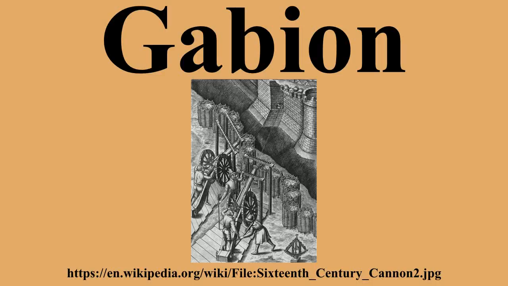A gabion is a cage, cylinder, or box filled with rocks, concrete, or sometimes sand and soil for use in civil engineering, road building, military applications and landscaping. For erosion control, caged riprap is used. For dams or in foundation construction, cylindrical metal structures are used.